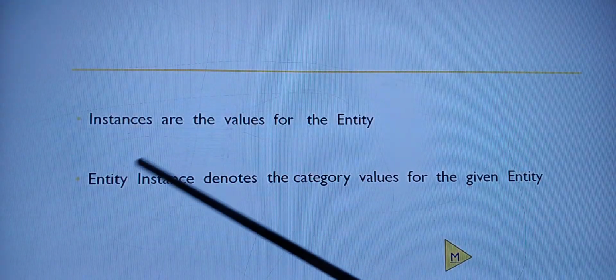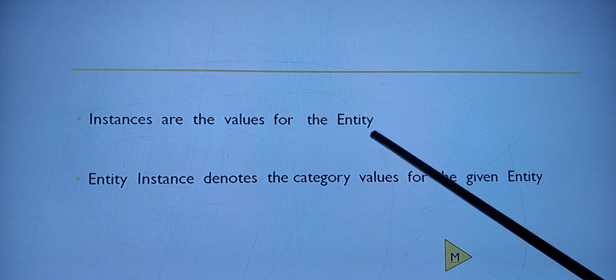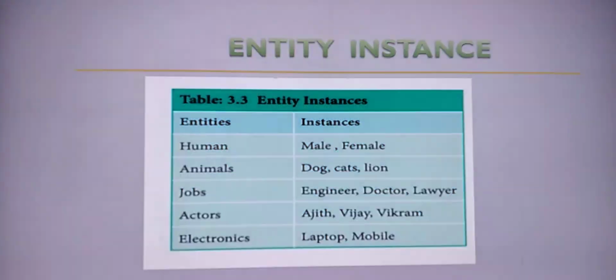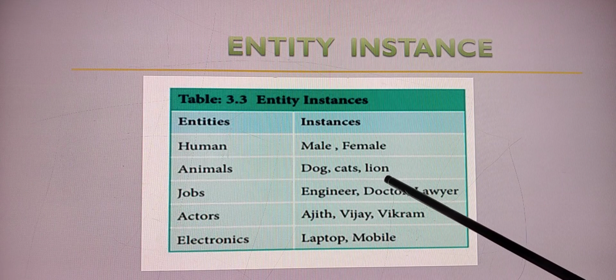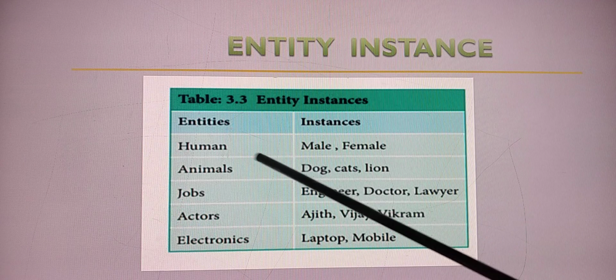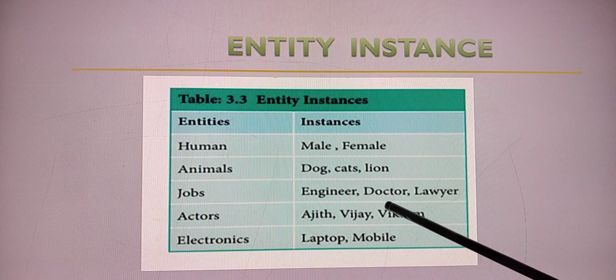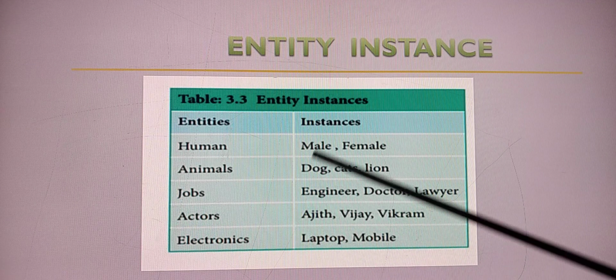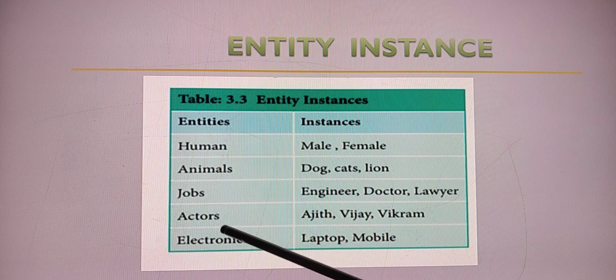Yes, instance is the value that you give to the entity. It just denotes the category of the values. To which category it is going to belong is represented by means of entity instance. So by seeing this lion, you can tell it belongs to the category animal. Similarly, female belongs to the category human. Similarly, doctor belongs to the category job. Like that, you can tell. So based upon this instance, the category is found out for you.